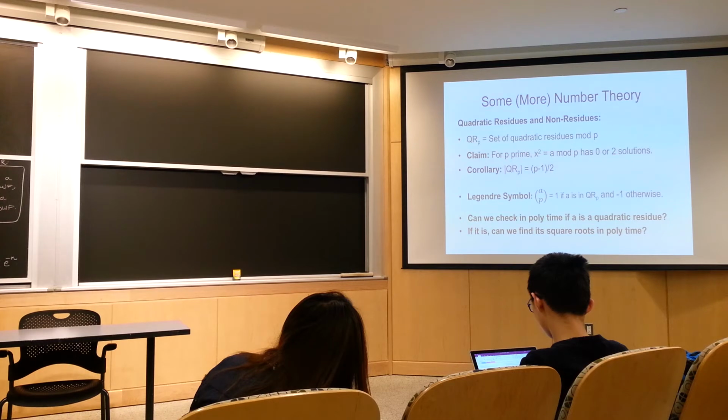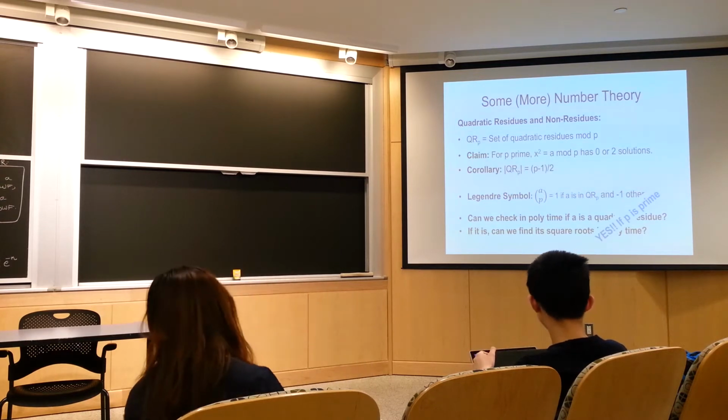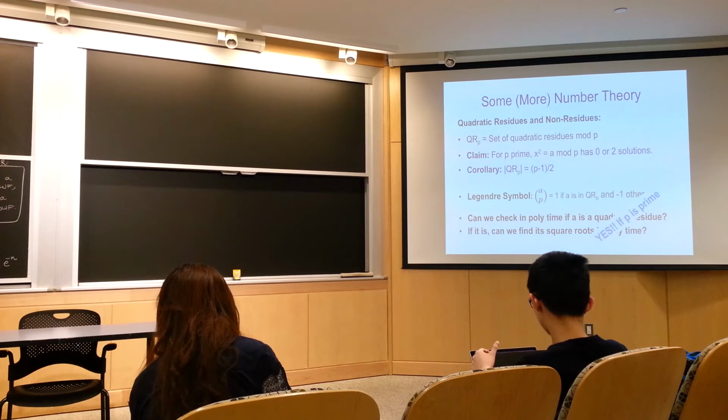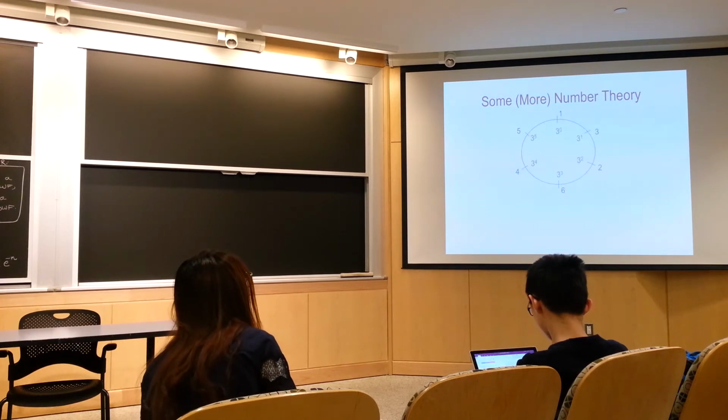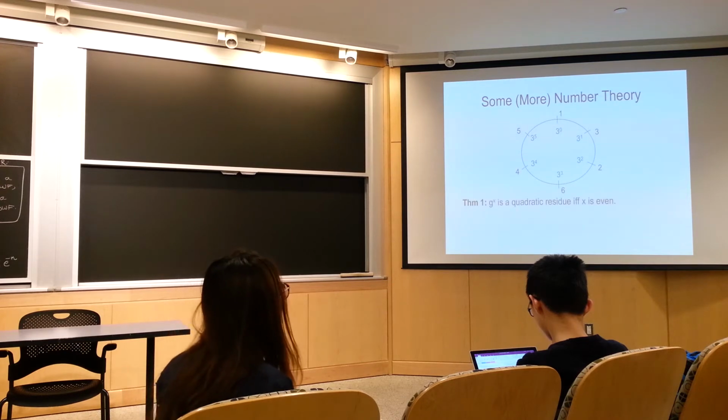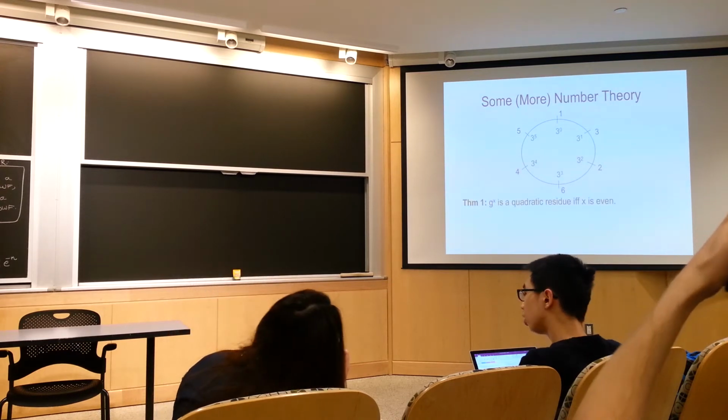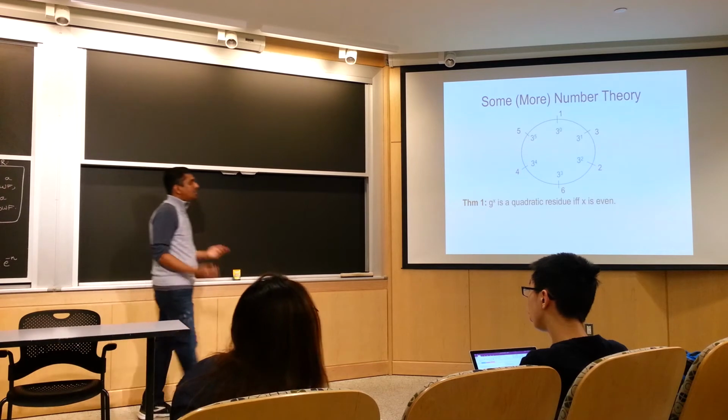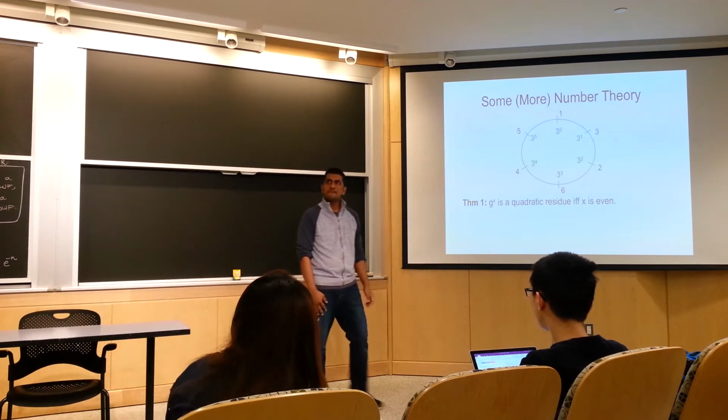So this is a computer science question. And the answer turns out to be yes, if P is prime. Very, very important. We'll later see what happens if P is not a prime, and then these questions become hard. So what is the criterion to check if a number is a quadratic residue or not? Okay, here's the criterion.